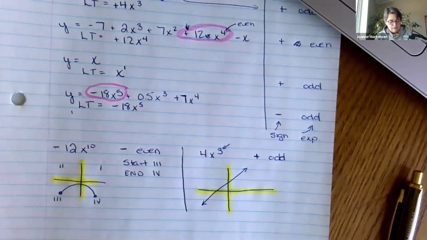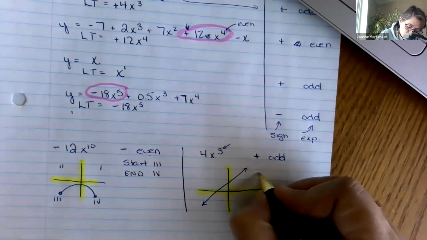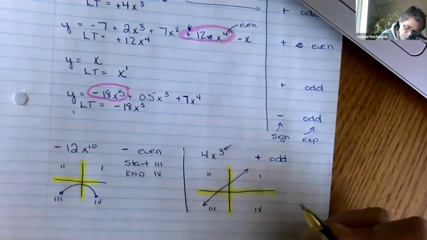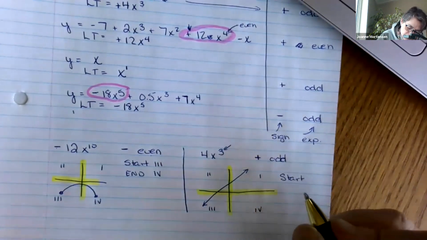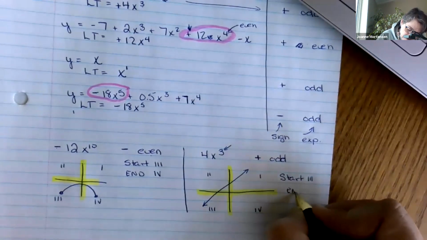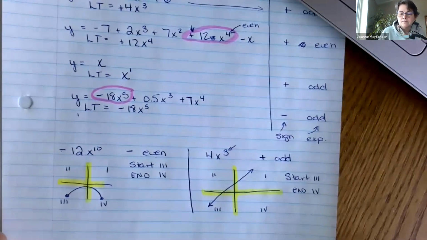I'm going to try and remember to do that all the time because my sketches aren't great. So that reminds me where my axes are. And then 1, 2, 3, and 4. So my start is in 3, and my end is in 4. And there we go. Ta-da.